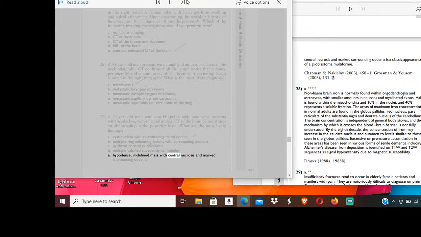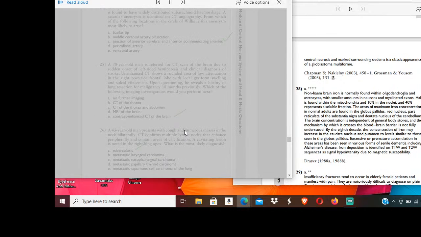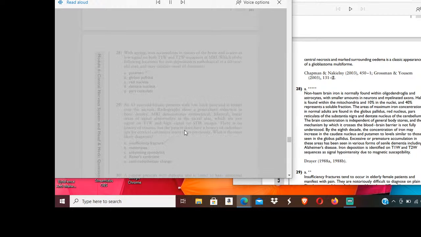Hypodense, ill-defined mass with central necrosis and marked surrounding edema. Module 6, Central Nervous System and Head and Neck, questions. 301. 28. With aging, iron accumulates in tissues of the brain and is seen as low signal on both T1W and T2W sequences at MRI. Which of the following locations for iron deposition is pathological in a 60-year-old man and may indicate onset of dementia? A. Putamen. B. Globus pallidus. C. Red nucleus. D. Dentate nucleus. E. Pars reticulata.